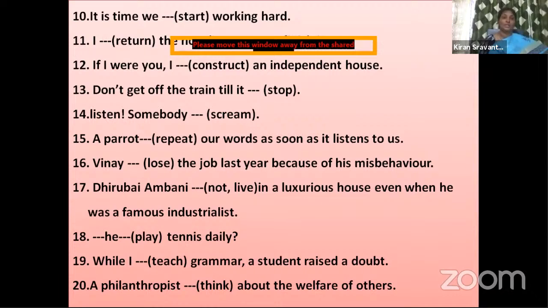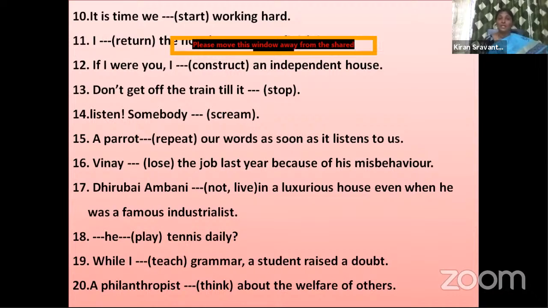And coming to the 13th sentence, don't get off the train till it stops. Don't get off. Don't, do or does. So we get present simple tense. So don't get off the train till it stops. It again, so subject singular. So we are adding s to the verb given in the bracket. Then again, 14th sentence, listen. Listen is the expression that we find in present continuous tense. So listen, somebody, then again somebody, subject singular. So the be form is comes, then again ing to the verb given in bracket, screaming.